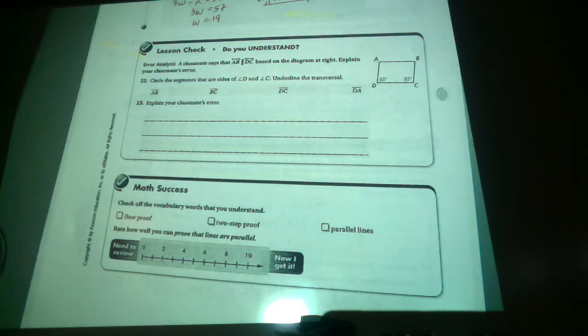So I'll do that. All right, so then you're going to do 22 and 23 on your own, and then we'll be done. Go ahead and explain your results to people around you, especially for number 23.